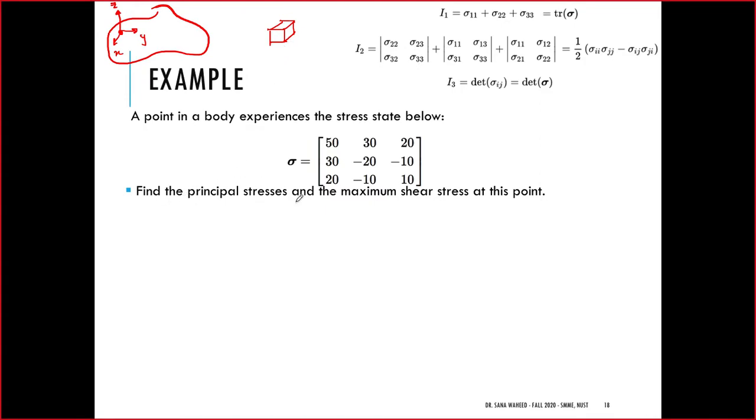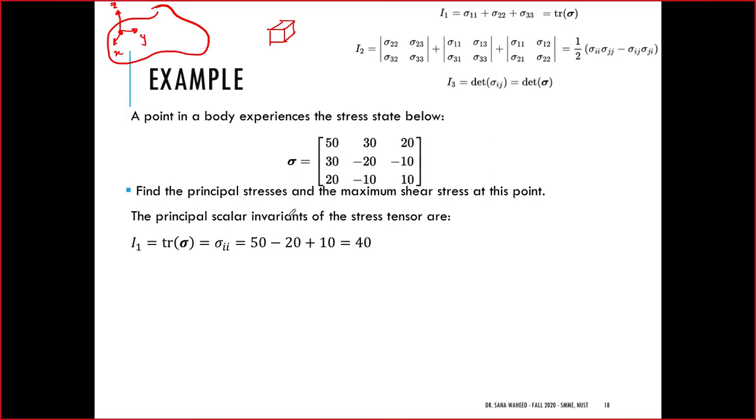So now what do we want to do? We want to find the principal stresses and the maximum shear stress at the point. Now we know principal stresses are just the eigenvalues, the principal values of the stress tensor. That's pretty straightforward, because all that means is that we have to solve that cubic equation that we had.